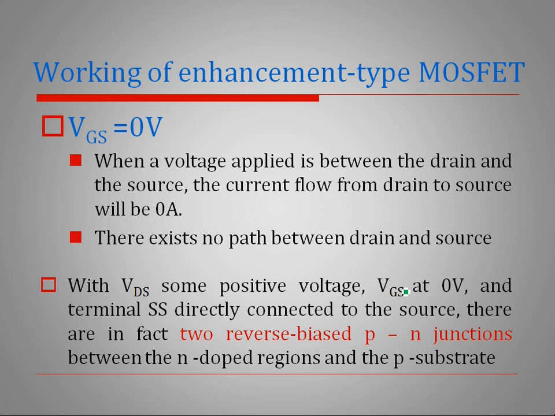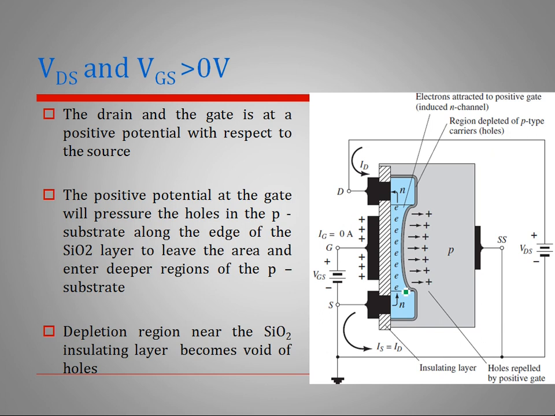This slide explains the working when VGS equal to 0. Now, VDS and VGS both are greater than 0. What will happen? As I showed you, there is a voltage connected between the drain and source, and the substrate terminal, this SS terminal, is shorted with the source. So, these two are shorted together, and a voltage is applied between the drain and source, that is VDS, and VGS is made positive. It is made greater than 0.